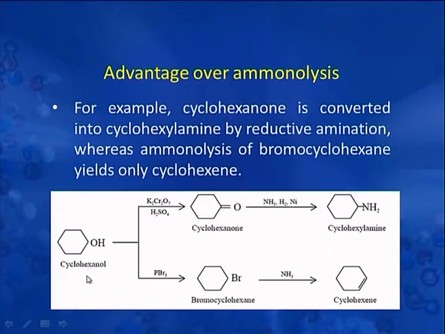See, here this is cyclohexanol. When it is oxidized with potassium dichromate, it forms cyclohexanone, which upon reaction with ammonia followed by reduction forms cyclohexylamine. If we carry out the reaction of cyclohexanol with phosphorus tribromide, there is formation of bromocyclohexane, and this bromocyclohexane when treated with ammonia does not form cyclohexylamine. On the contrary, it undergoes elimination. So, this is the advantage of reductive amination over ammonolysis.